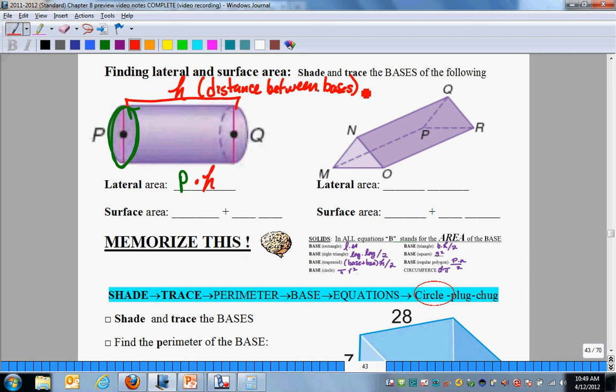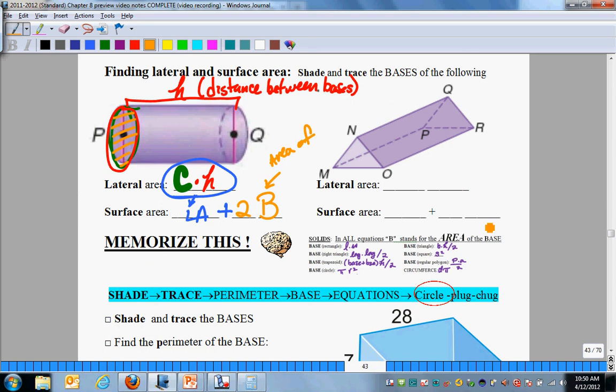So in a cylinder, that perimeter is actually circumference. So we use circumference times height. And the surface area would be whatever that lateral area is, so that total lateral area, we're just going to write LA, plus the area of 2 bases. I'm going to use a capital B here because capital B means area of the base.